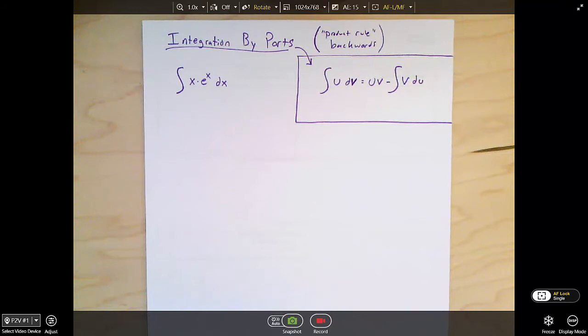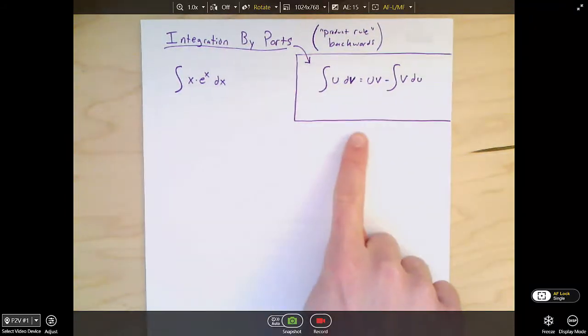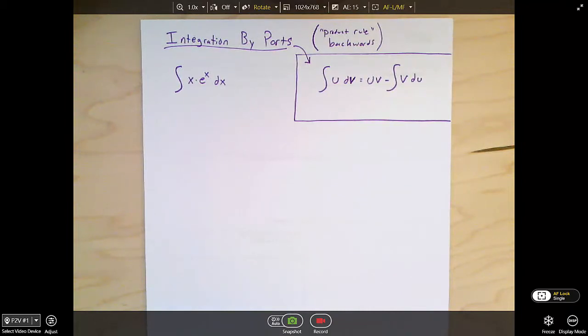And we'll talk about both what this means and where it comes from. How can you get to here by starting with the product rule? But I think it's all going to make a lot more sense if we work an example first so that you can kind of see what it's all about.